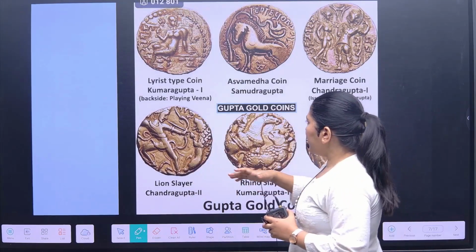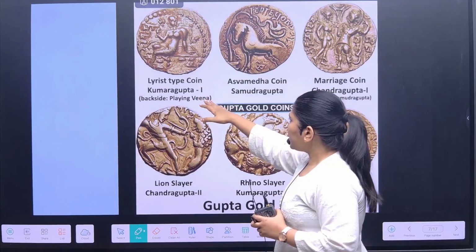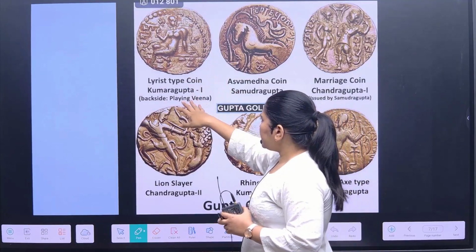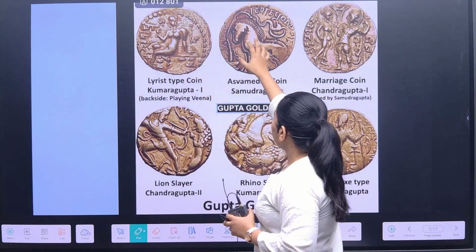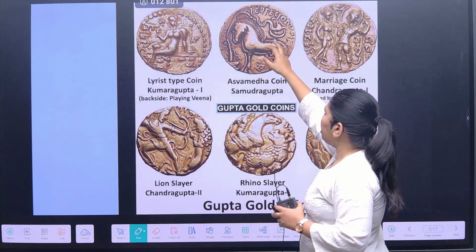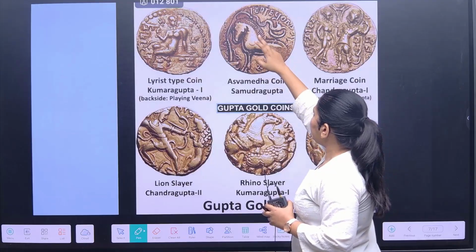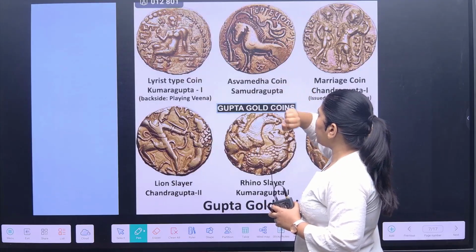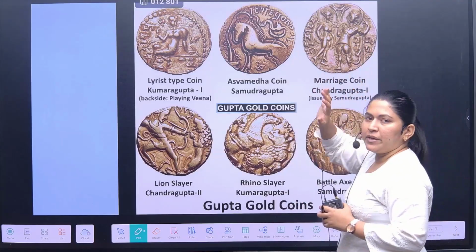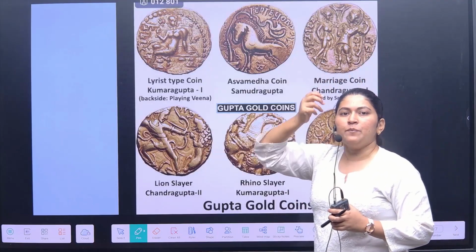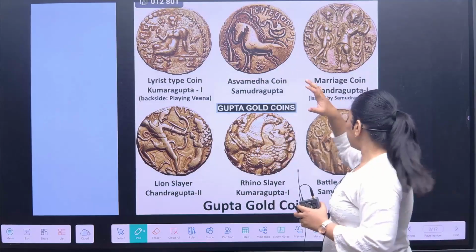Here, Kumaragupta I is playing the Veena in this coin. The second is the Ashwamedh Yagya reflected in Samudragupta's coin. After that, this is Chandragupta I, who is the major founder of the Gupta period.